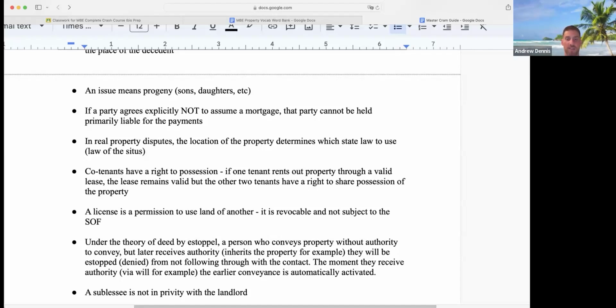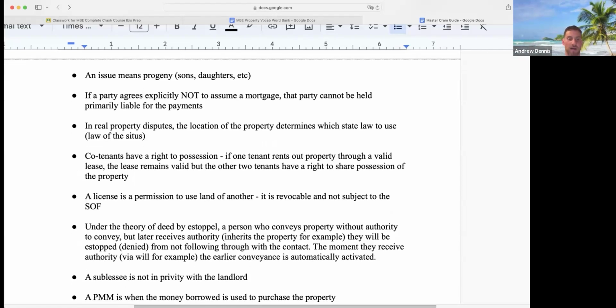If one tenant rents out a property through a valid will, the lease remains valid, but the other 2 tenants have a right to share possession of the property. A license is a permission to use the land of another. It's revocable and not subject to the statute of frauds.